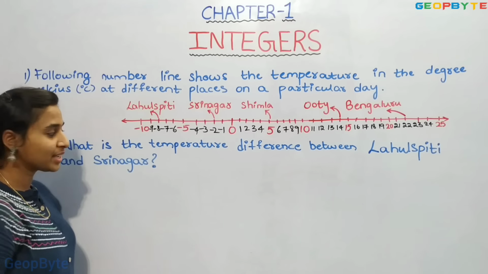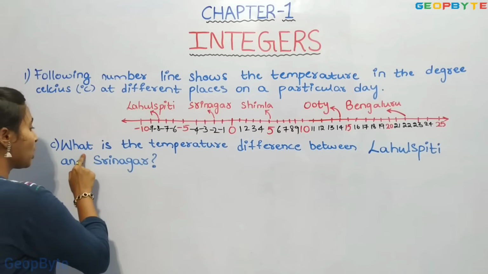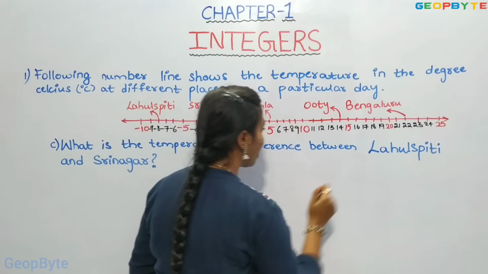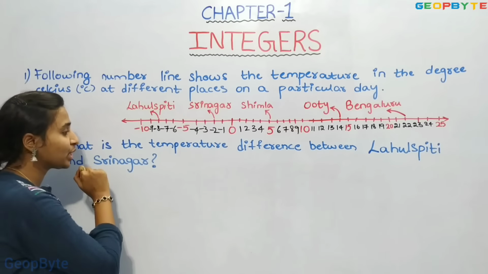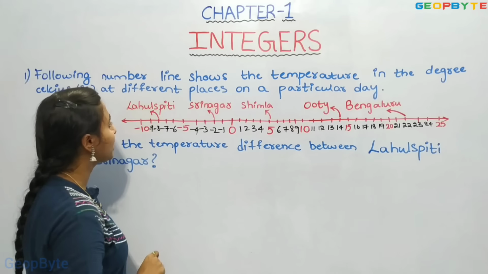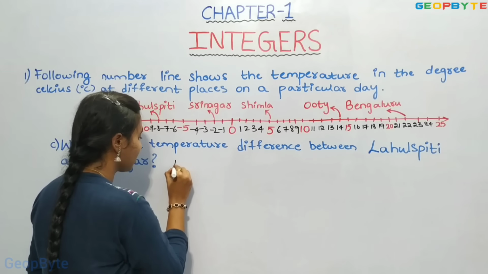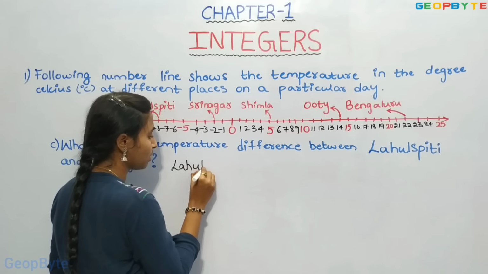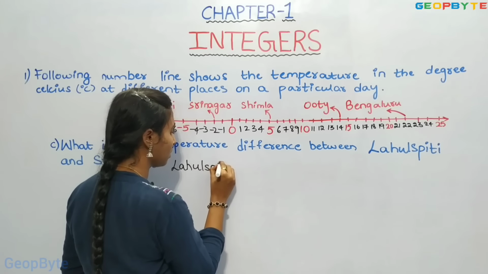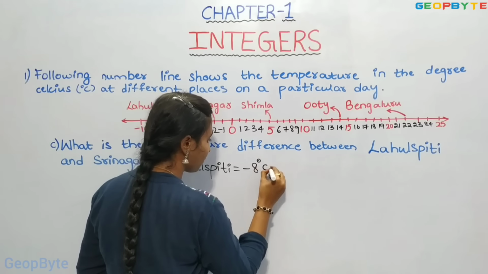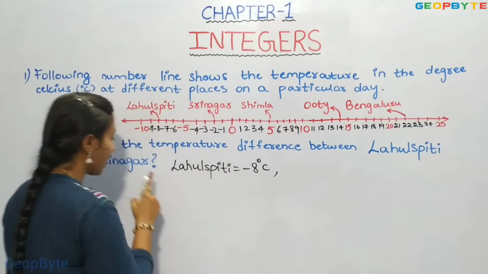Now, let us see part C. What is the temperature difference between Lahulspiti and Srinagar? What is the temperature at Lahulspiti? -8 degrees Celsius. At Srinagar, -2 degrees Celsius.